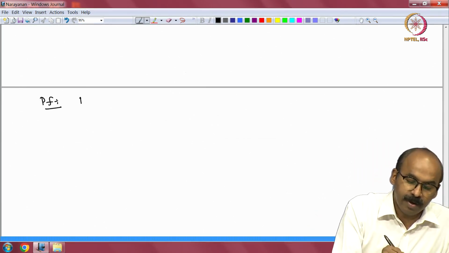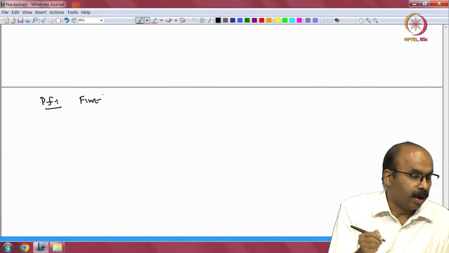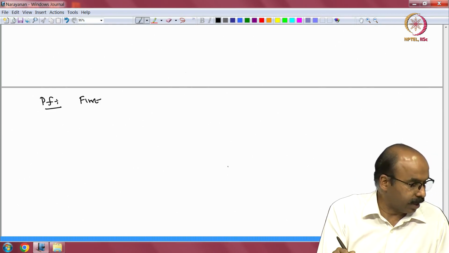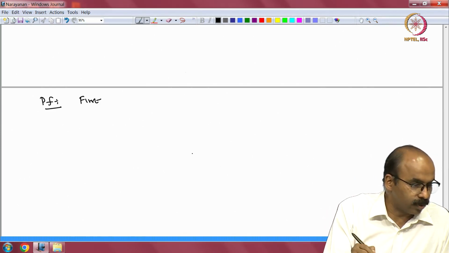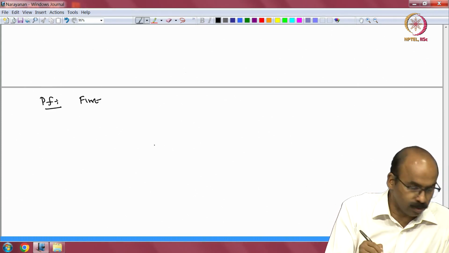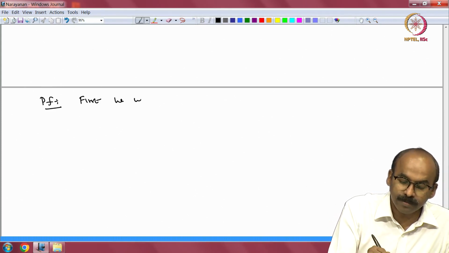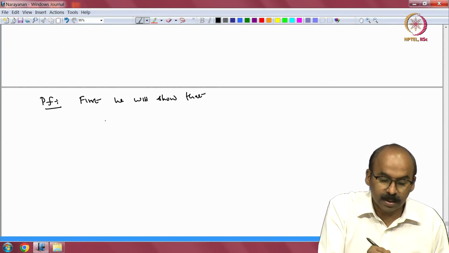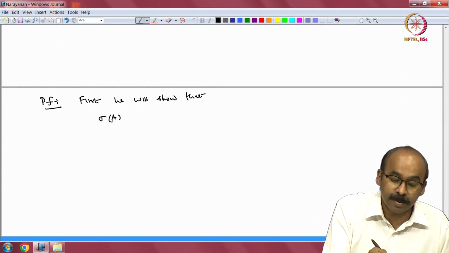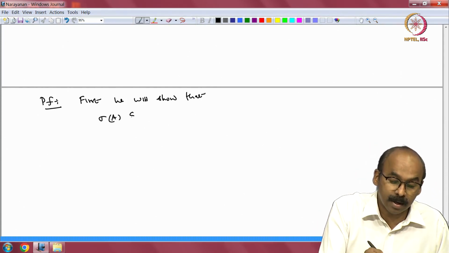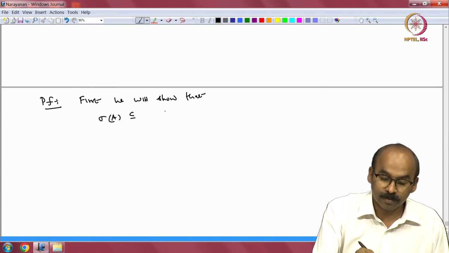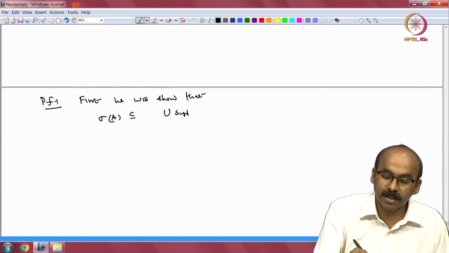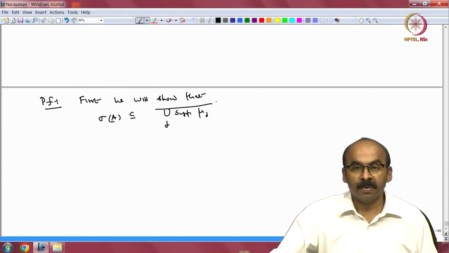First we will prove the containment of 1 in 2, or 1 in 3. So, first we will show that sigma of A, the spectrum of A, is contained in the support of the spectral measures, the support of mu j, j bar.